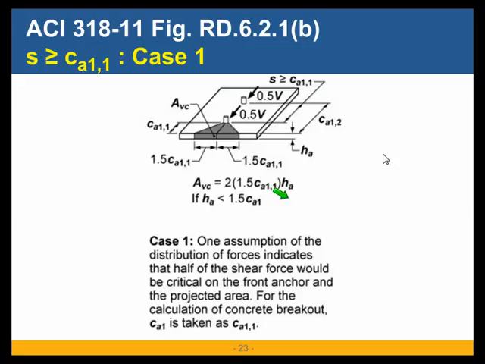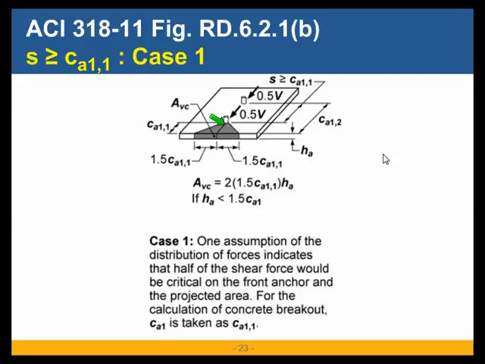So in the first scenario, we have s greater or equal to c_a1. Now s is anchor spacing, and in this context, s is the anchor spacing in the direction of the applied shear. So this picture is from ACI 318.11, and s is the distance between this anchor and this anchor in this direction. And c_a1 is the edge distance of the first line of anchor from the relevant edge. Now, if the anchor spacing in the direction of shear is more than the edge distance, then ACI 318 requires us to consider these two cases.